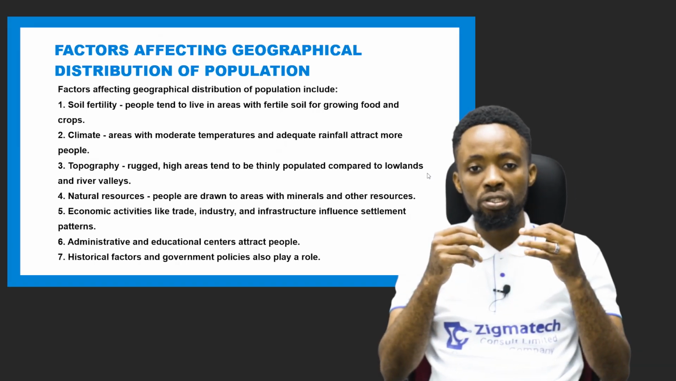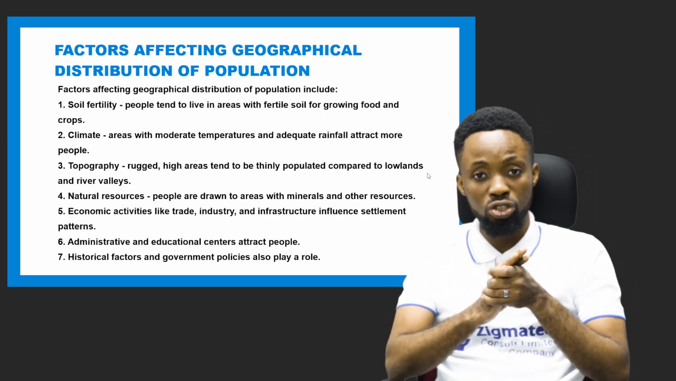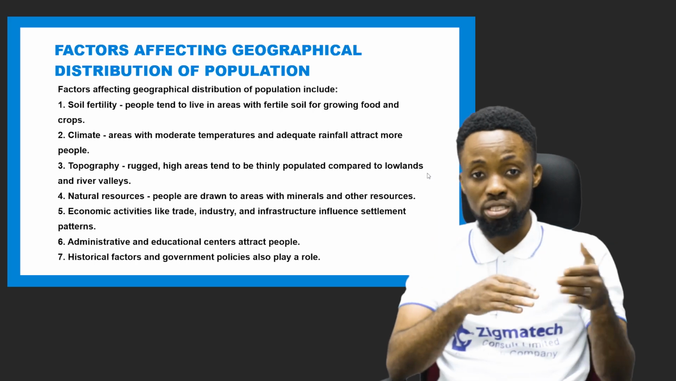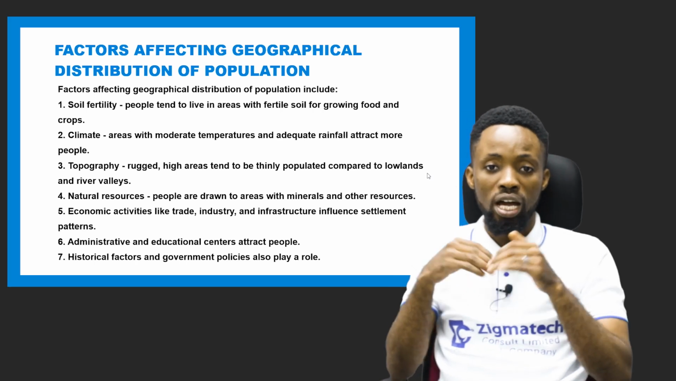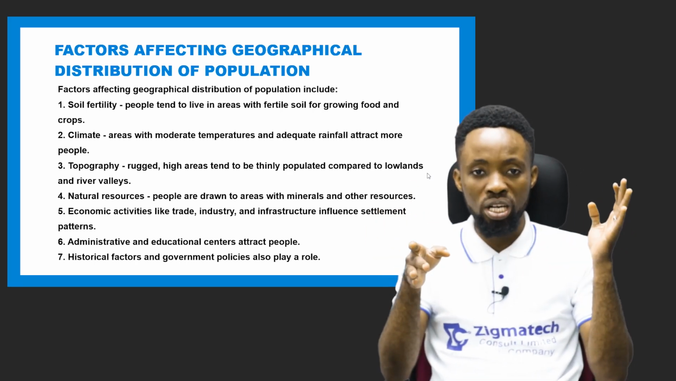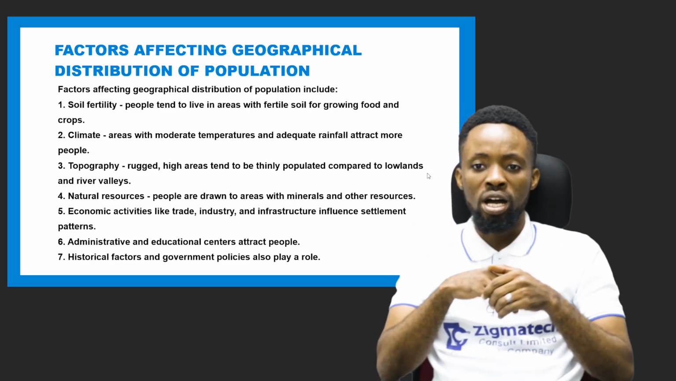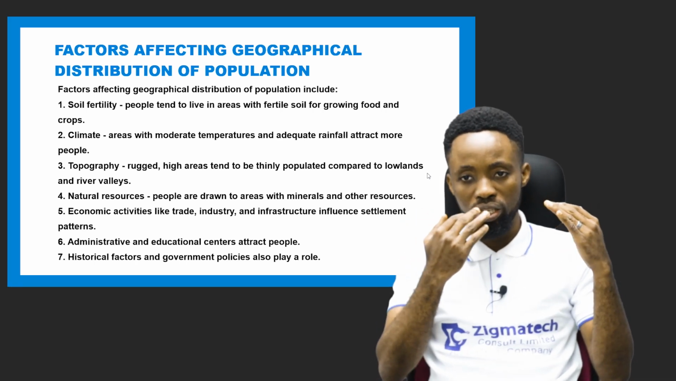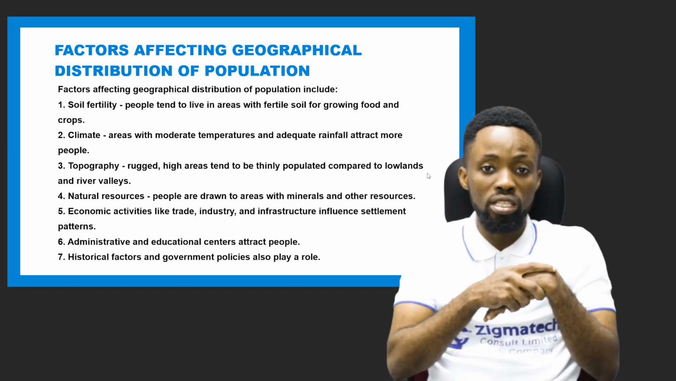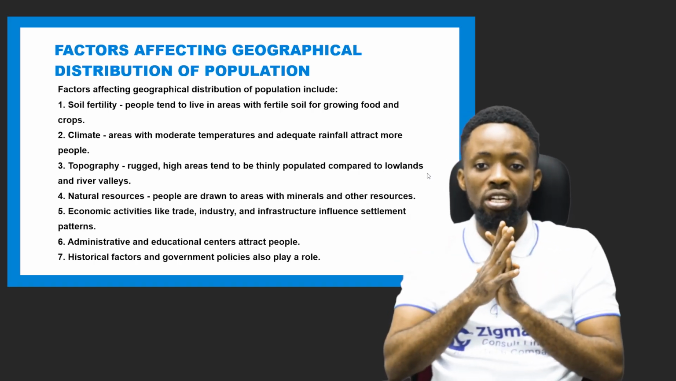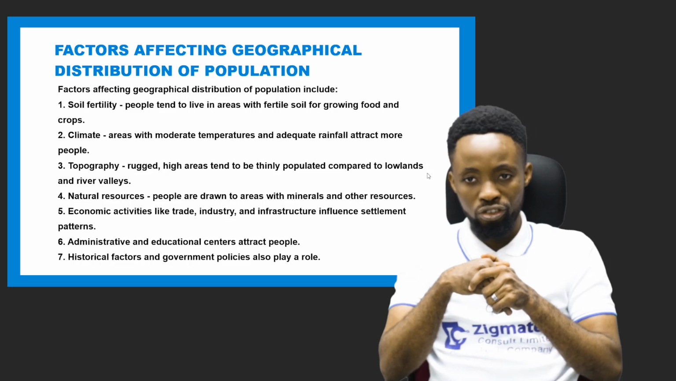Now, the reason for this is that people prefer the lowland region because it supports human settlement, and it's also good for transport and communication networks, and for human activities, commercial and economic activities. We thrive more in these lowland areas. So as a result of that, in the lowland areas we tend to have a higher population distribution compared to places that are on a highland and a rugged topography. Then the next factor that affects population distribution is natural resources.